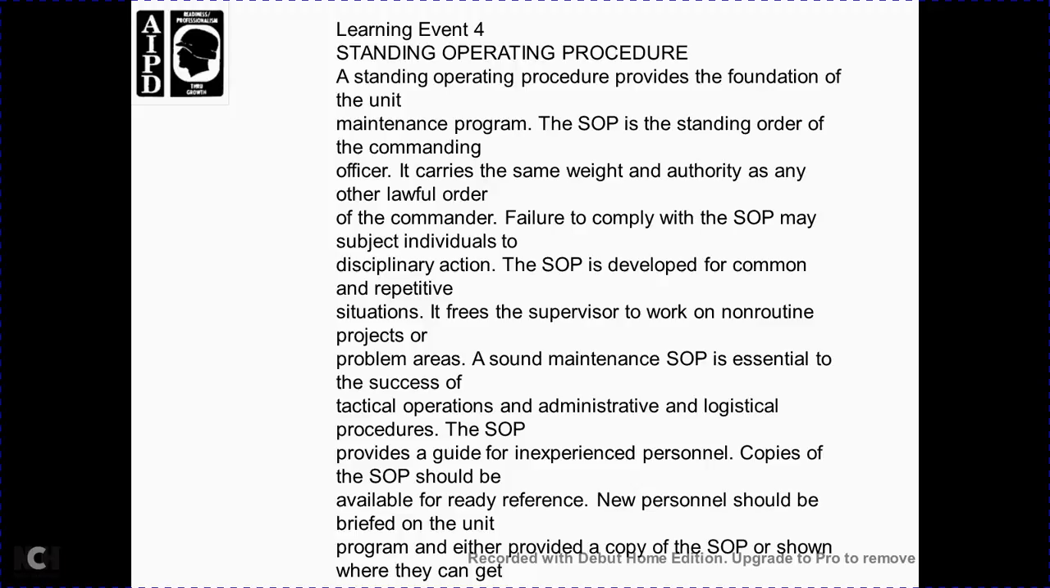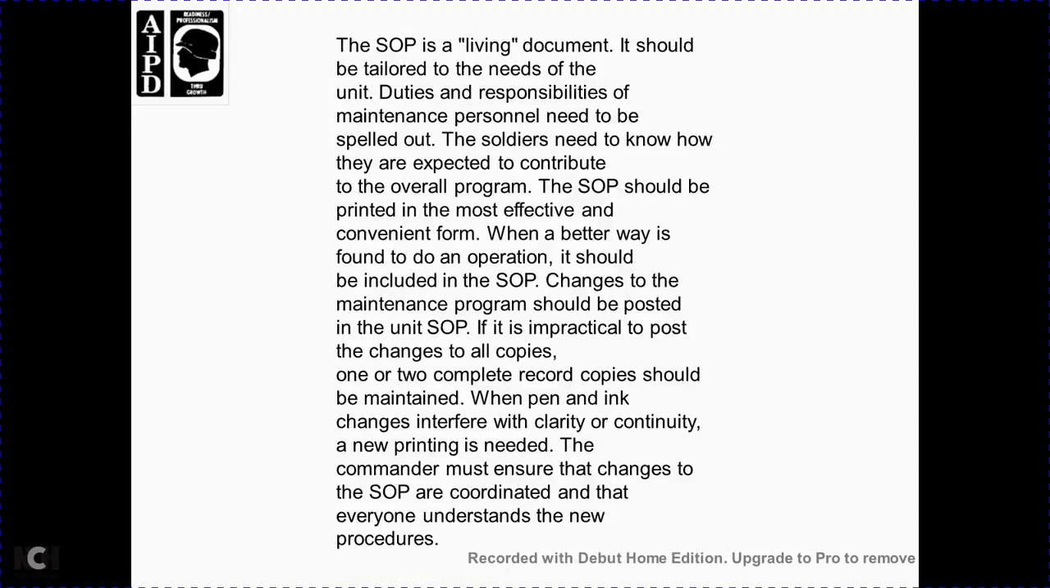Administrative logistics procedure for the standard operating procedure provides guidance for inexperienced personnel, with a copy of the standard operating procedure available as a ready reference. New personnel should be briefed on the unit program, provided with a copy of the standard operating procedure, and shown where they can get it. They should be tailored to the needs of the unit. The duties and responsibilities of maintenance personnel need to be spelled out, and the soldiers need to know how they are expected to contribute to the overall program. The standard operating procedure should be printed in the most effective, convenient form.